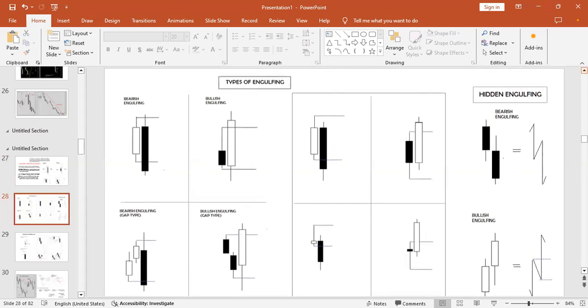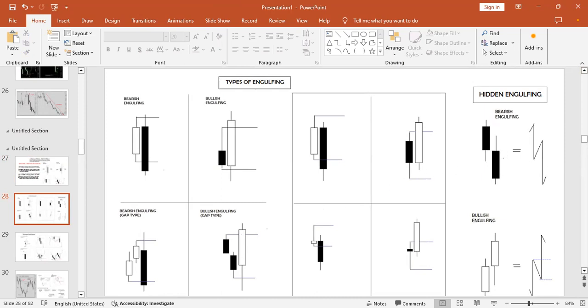Which I put here. Engulfing is engulfing. You can see it here like this, as long as the body is covered up. So this wick is higher than this, but the body has been covered up. It makes it an engulfing pattern.